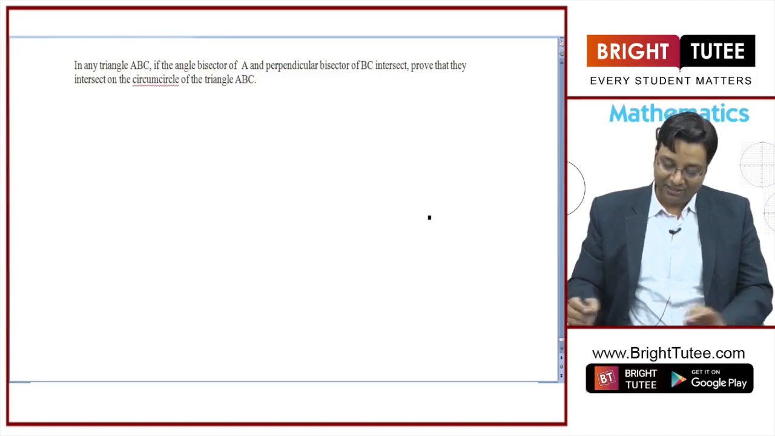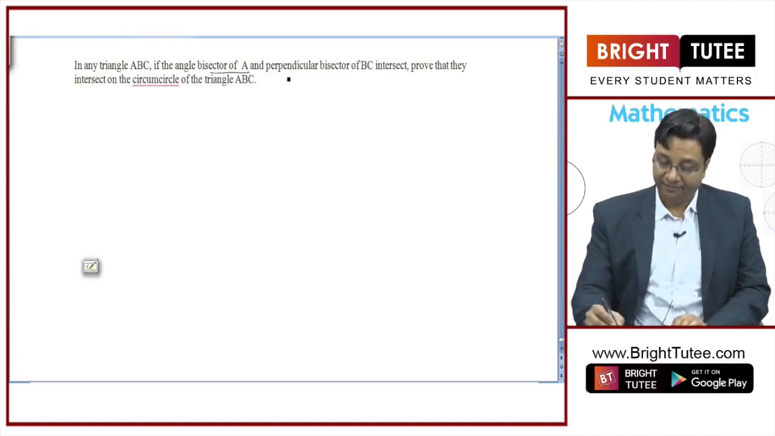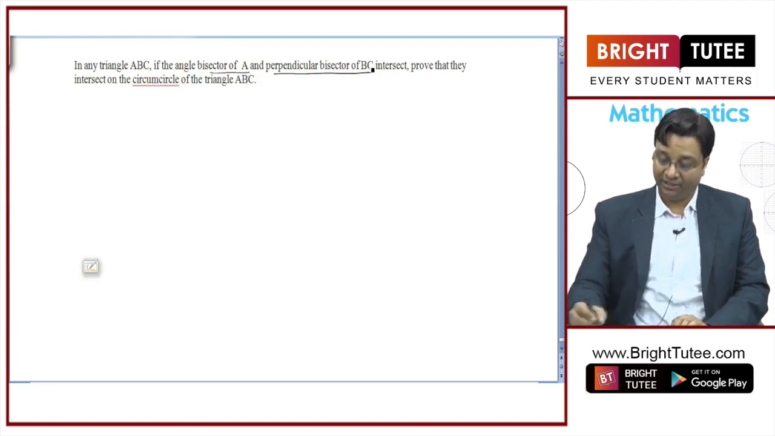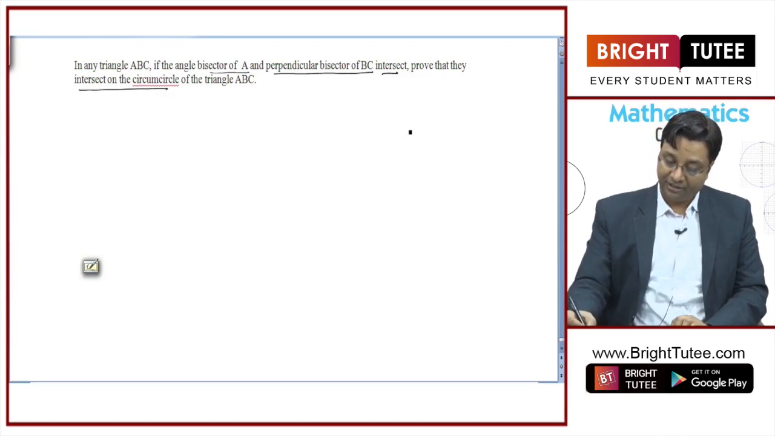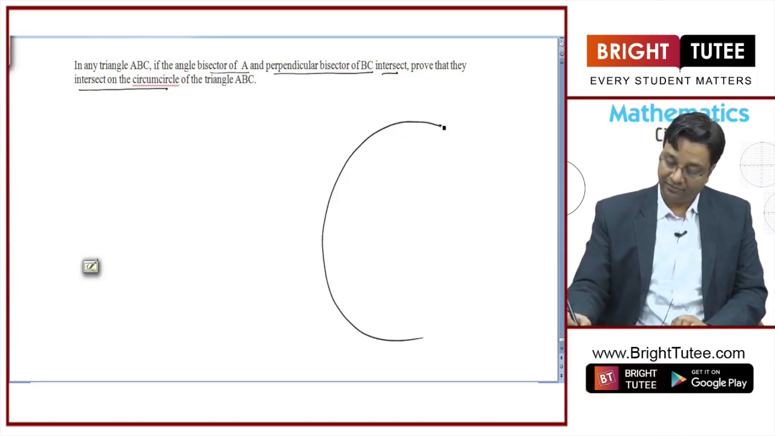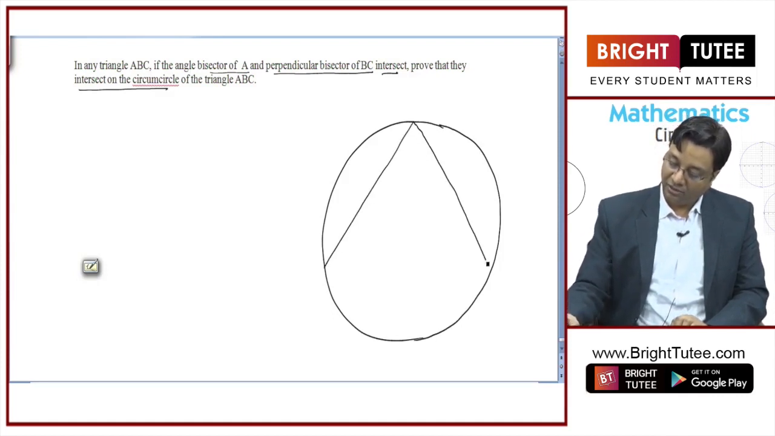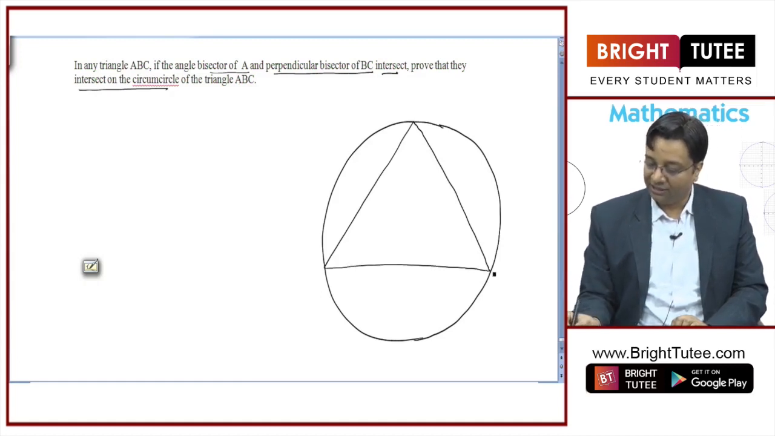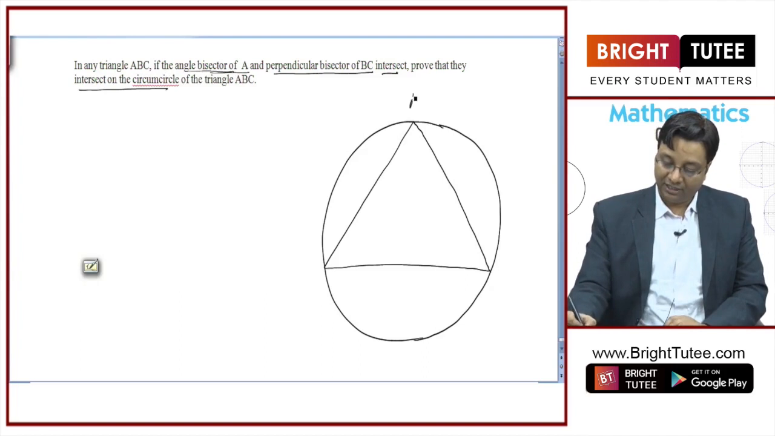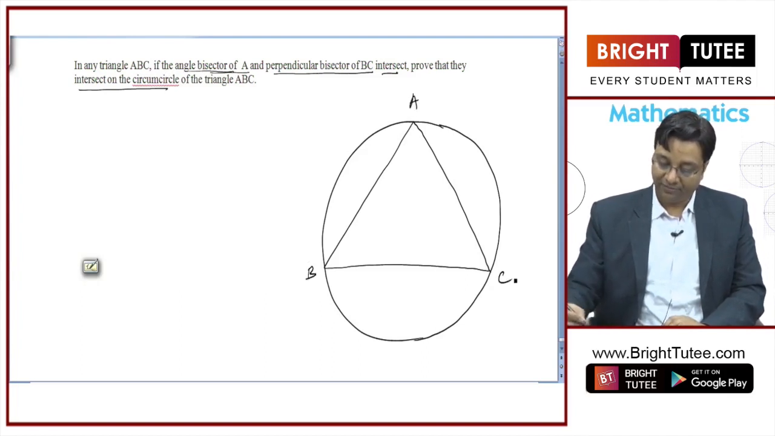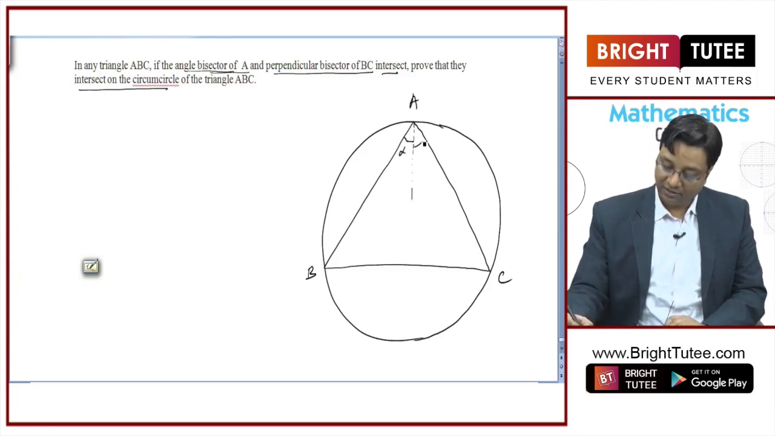In any triangle ABC, if the angular bisector of angle A and perpendicular bisector of BC intersect, prove that they intersect on the circumcircle of triangle ABC. So let us make a circle first and a triangle ABC. Why do I draw such big diagrams? Because then it is easier for me to visualize the question. So I recommend in geometry you draw bigger diagrams. Okay, let it be A, B, C. So angular bisector of angle A, it means if this is alpha, this will also be alpha.